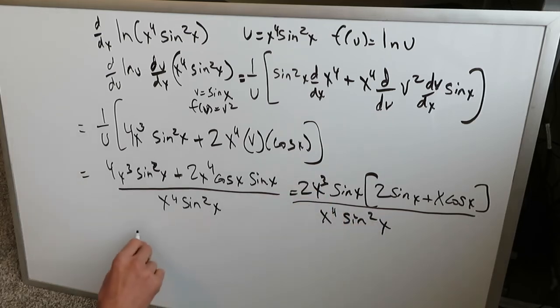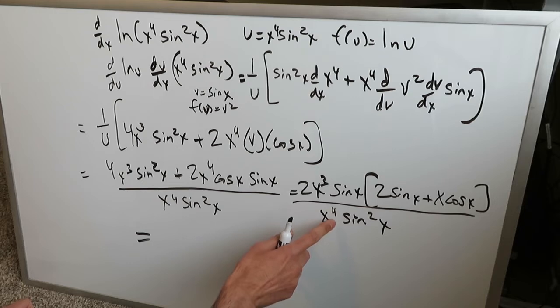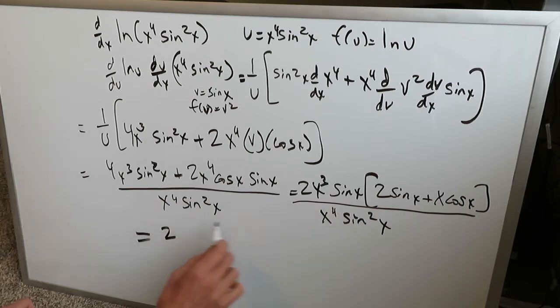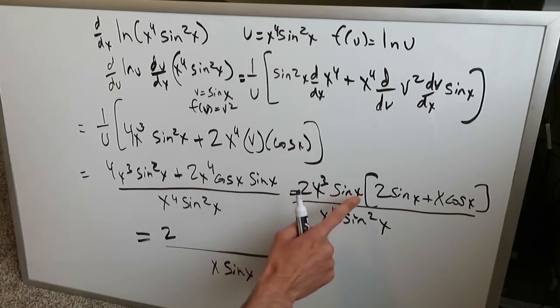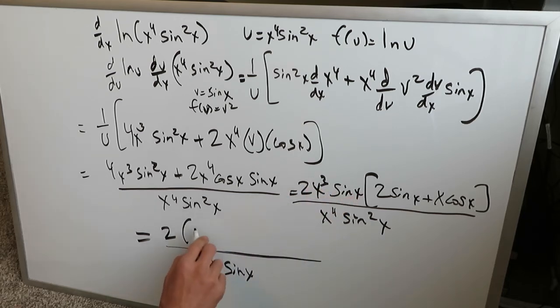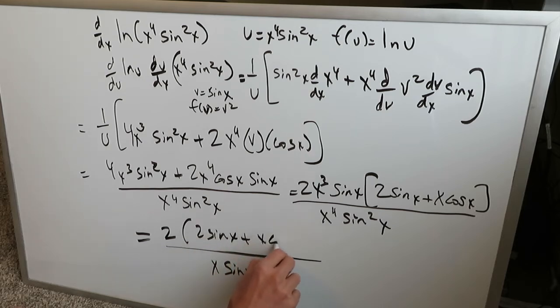Now you can cancel things out here, so I will write the final answer. This is why I was saying it's going to be slightly more involved, but it wasn't harder, it was just more involved. X cubed will cancel out with this x to the fourth, so that you'll have only an x remaining on the bottom. Sine x will cancel out with the sine square, so you'll only have sine x remaining on the bottom. On the bottom you'll have x sine x. The x cube and sine x got cancelled out and consumed. Here you'll have 2 sine x plus x cosine x, and this right here will be your final answer.